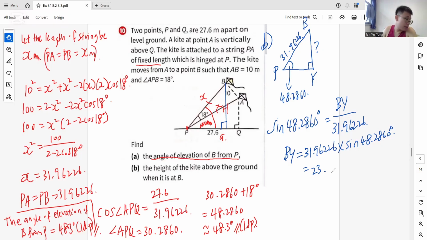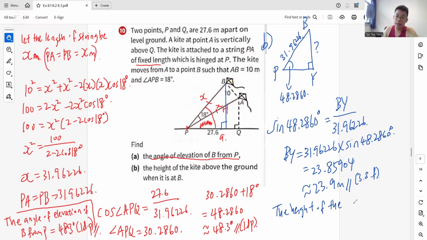So the answer here will be 23.85904, so rounded off, 23.9 meters, 3 significant figures. Okay, so we can end off by saying the height of the kite above the ground at B is equal to 23.9 meters, 3 significant figures. Okay, so yeah, this is it for question 10.